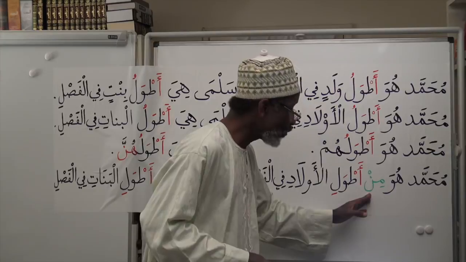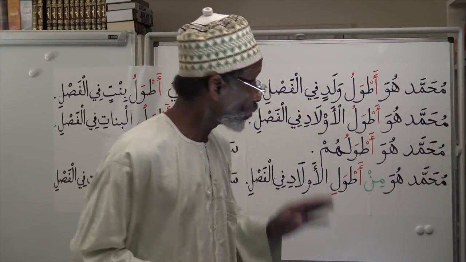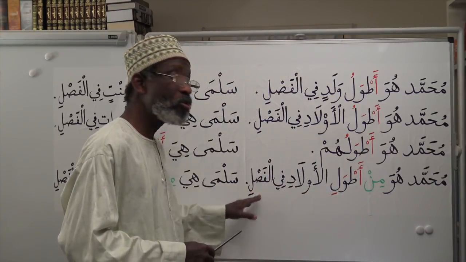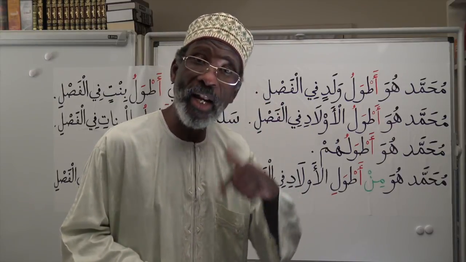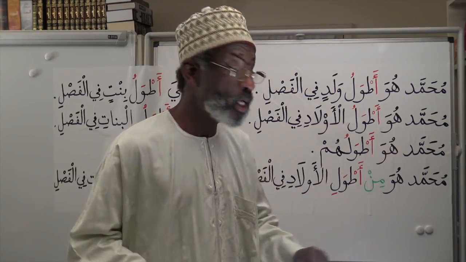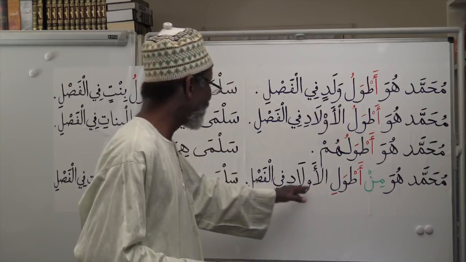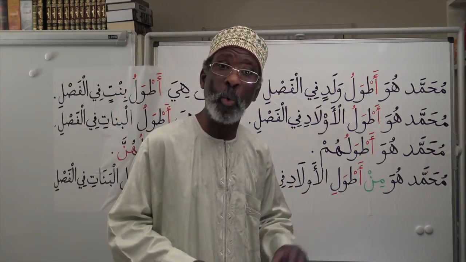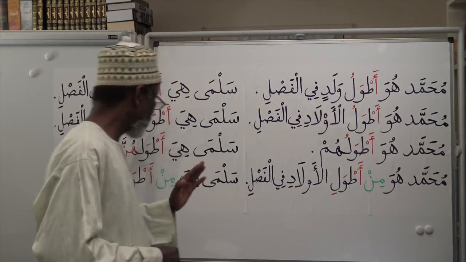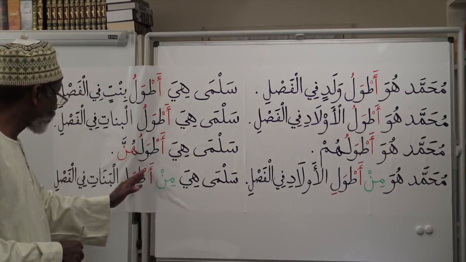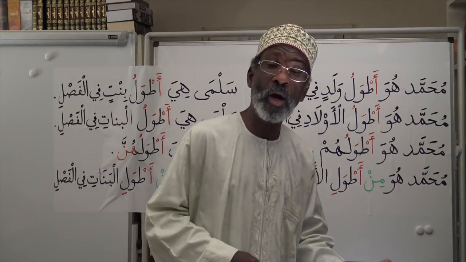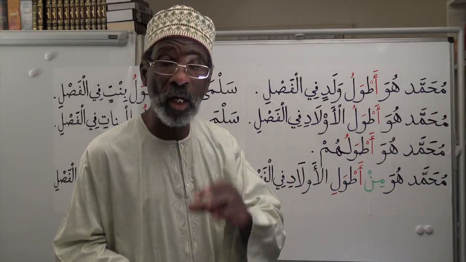Now, if you have min before the elative, such as Muhammad huwa min atwalil awladi fil fasli. Muhammad is one of. Once you have this min before the elative form, it becomes one of. Muhammad huwa min atwalil awladi fil fasl. Muhammad is one of the tallest boys in the class. Salma hiya min atwalil banati fil fasli. Salma is one of the tallest of the girls in the class.